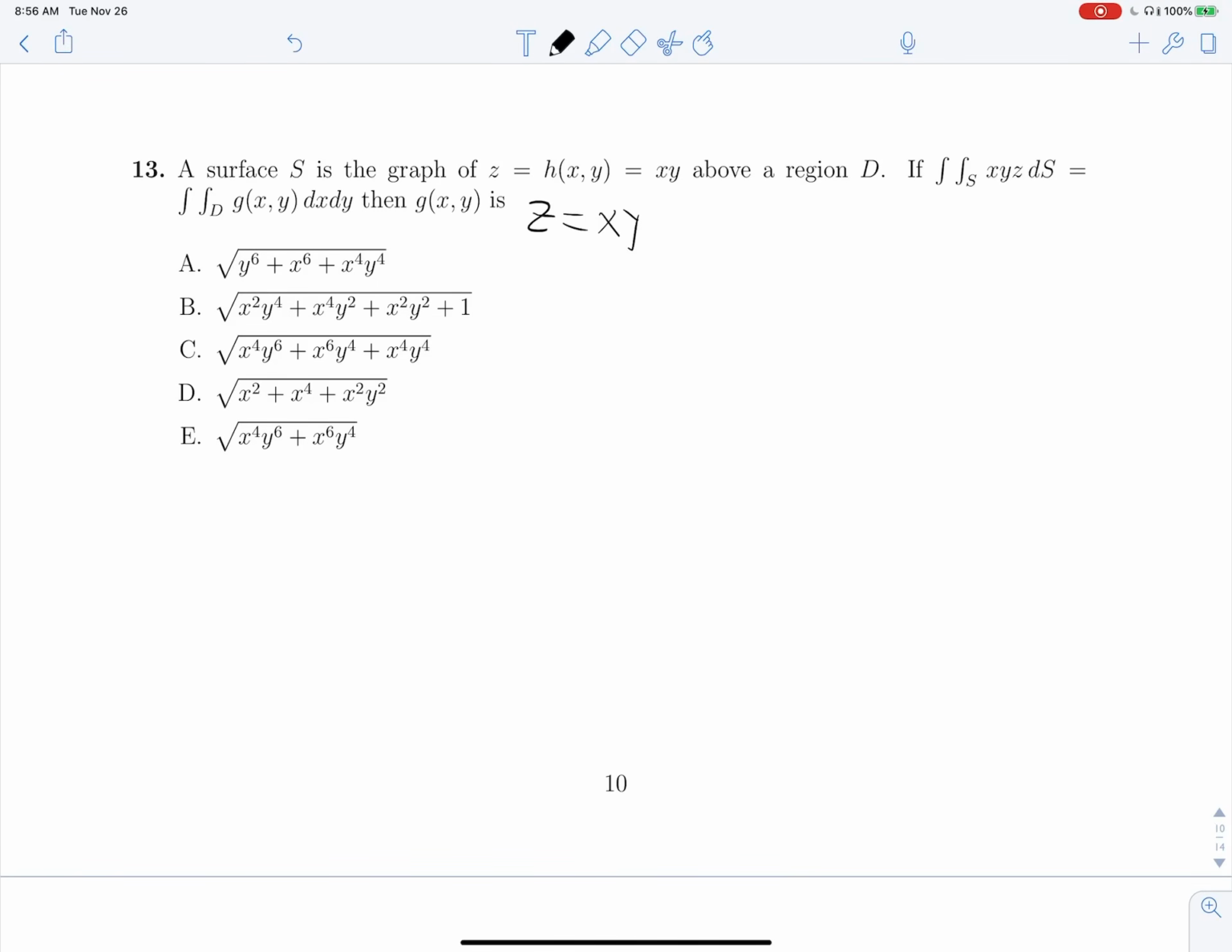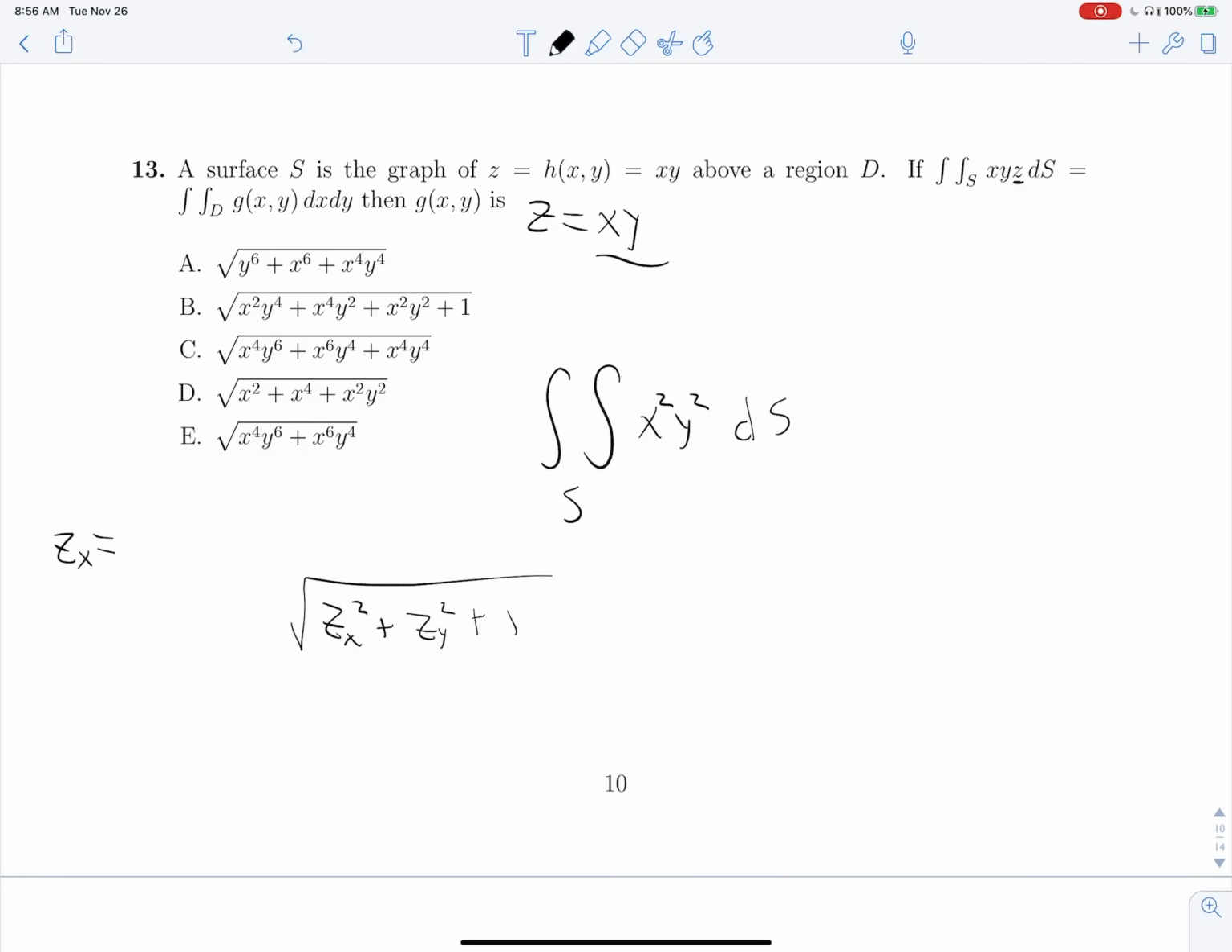So we see that up here, z is equal to xy, so we can go replace that. Now we have the double integral over S of x squared y squared dS. And we know that we can change this from a surface integral dS to a rectangular integral over D dx dy by replacing our dS with the square root of zx squared plus zy squared plus 1, where zx in our case is y, where z is xy, and our zy is x. So this whole thing is going to be the square root of x squared plus y squared plus 1.